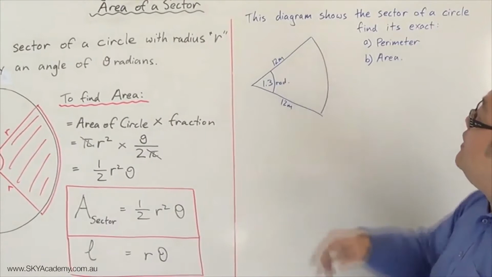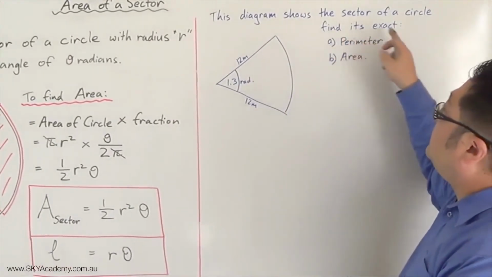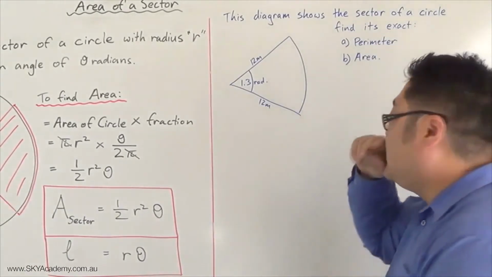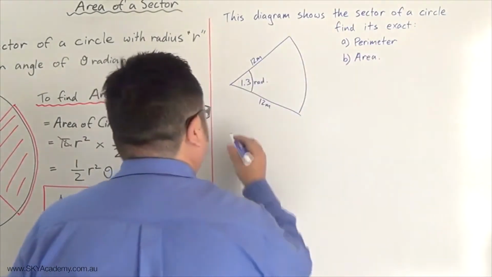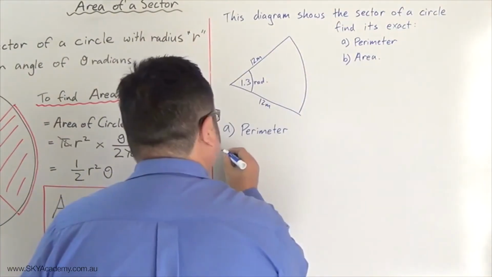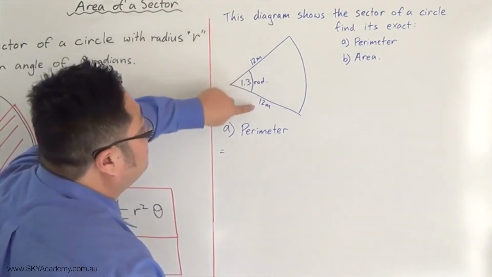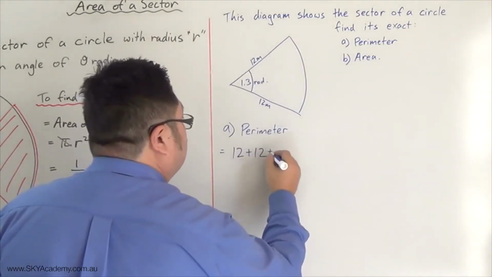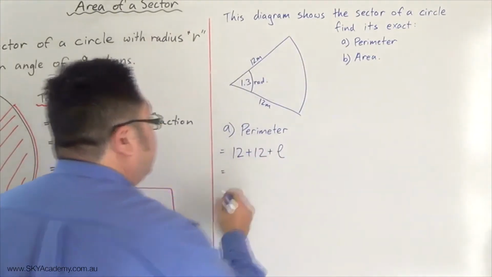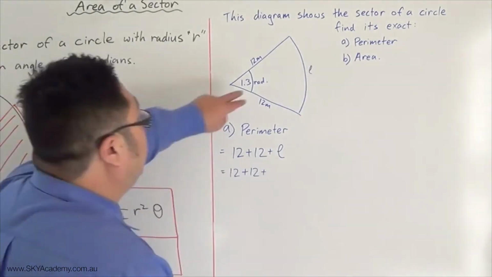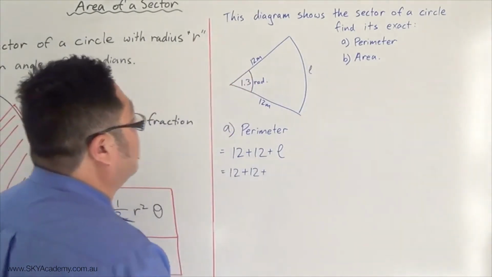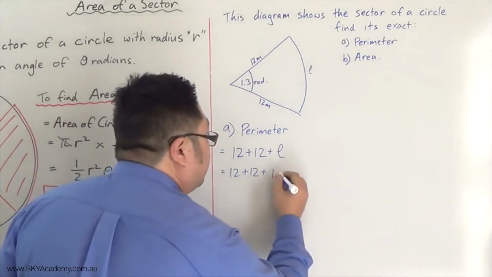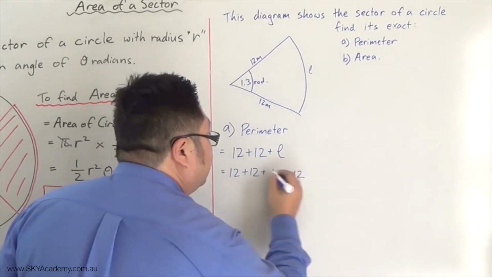So we've got the sector over here, and we are to find its exact perimeter and area. Let's start with perimeter first. Perimeter is given by the radius plus the radius plus the arc length: 12 plus 12 plus the arc length. Now the arc length is equal to 1.3 times 12, because it's equal to r theta. So that's 1.3 times 12.